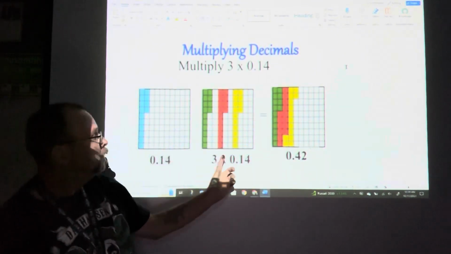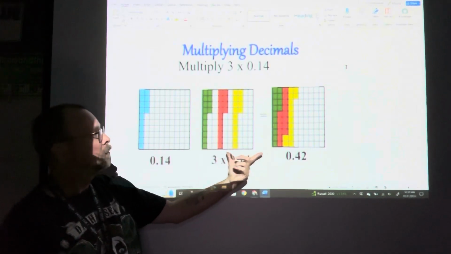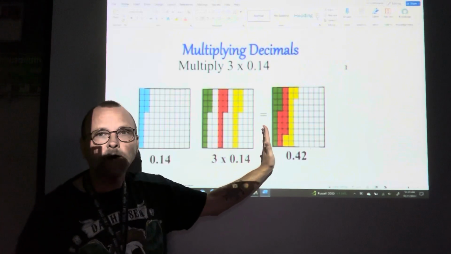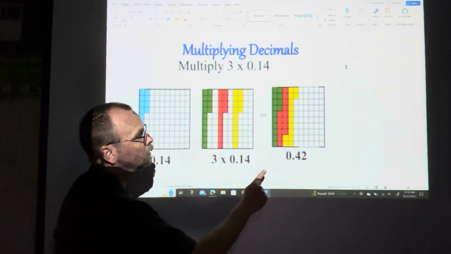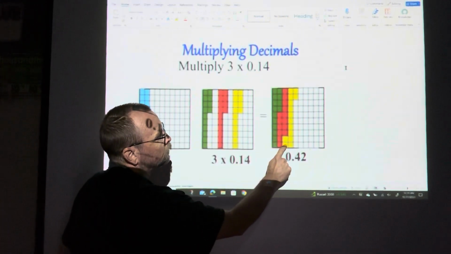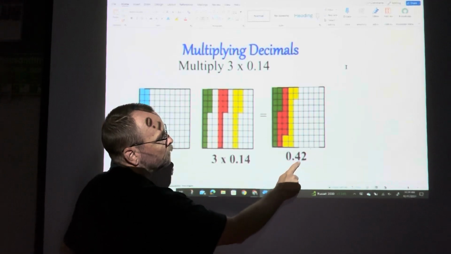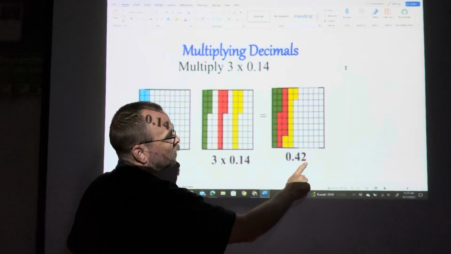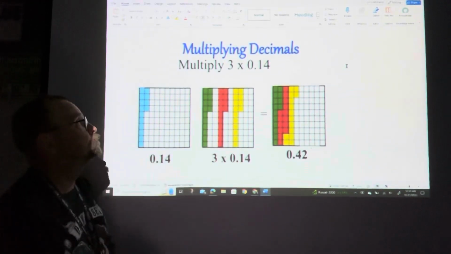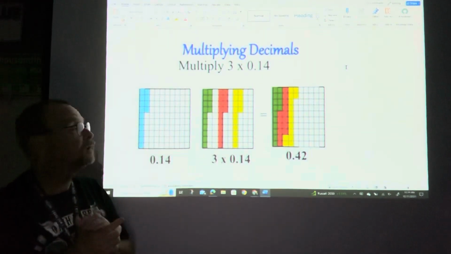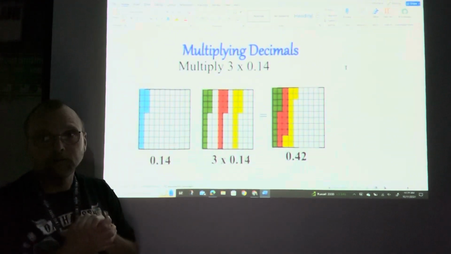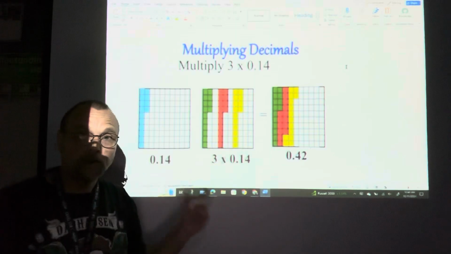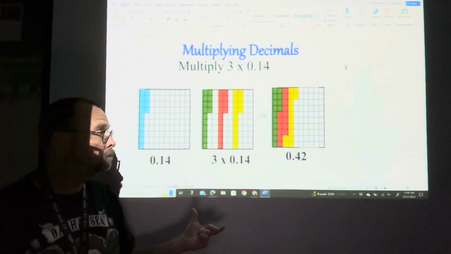And so they took those 3, they put them together so that they were overlapping so that we could count exactly how many are shaded. So we have 1/10, 2/10, 3/10, 4/10. 4/10 right there. We have 2/100ths right there. So the answer to 3 times 14/100ths is 42/100ths. 42/100ths. Notice different colors so we know how many groups there are.